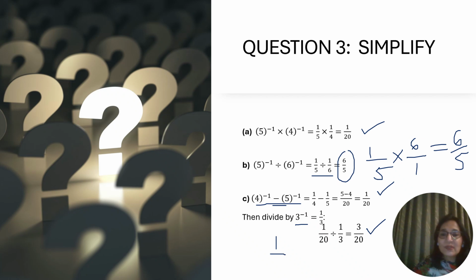So what we do, it is 1 upon 20. I can solve it so you understand how we got 3 upon 20. So 1 upon 20 into 3 upon 1. So we get what? 3 upon 20. Hope these questions are clear to you.